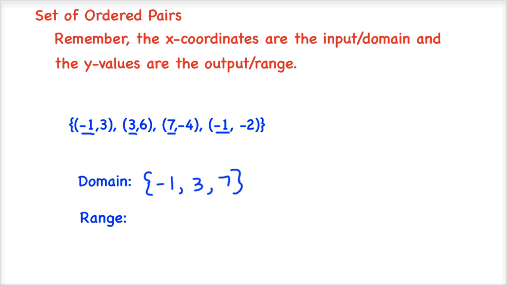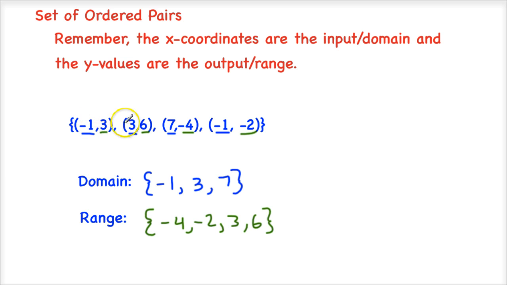And then our range is going to be all of the y coordinates, so 3, 6, -4, and -2. So when I write out the set of all my values in the range, I'm going to do -4, -2, 3, and 6. And those are all my values in my range, okay?